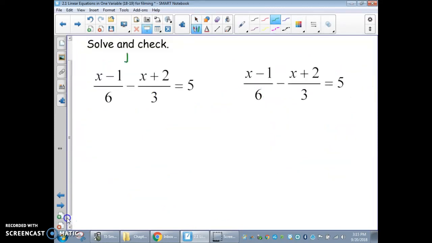In this next example, we're looking at what happens when you have a subtraction of 2 fractions. In this scenario, I want you to think of subtraction as adding the opposite. In doing that, we change that subtraction to addition, and we have a negative x and a negative 2.